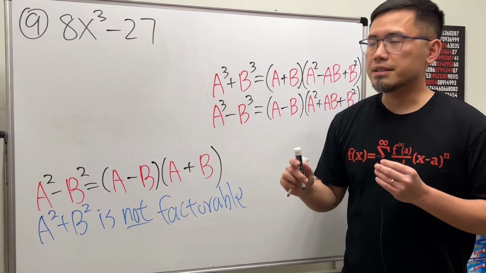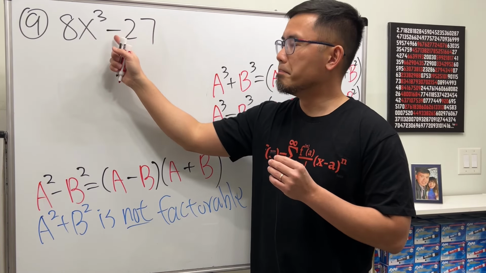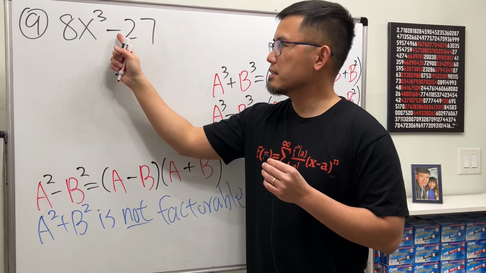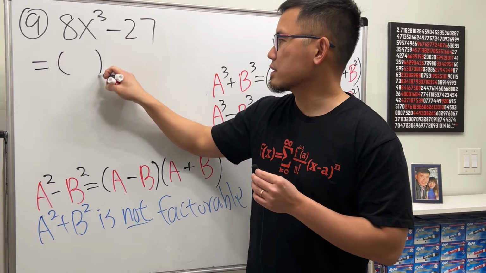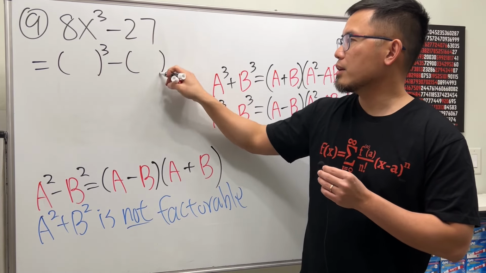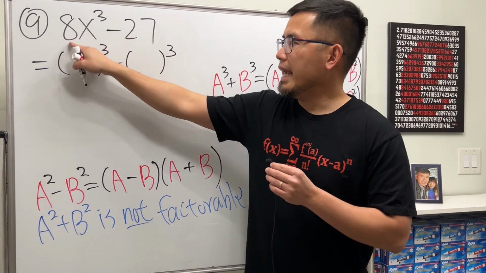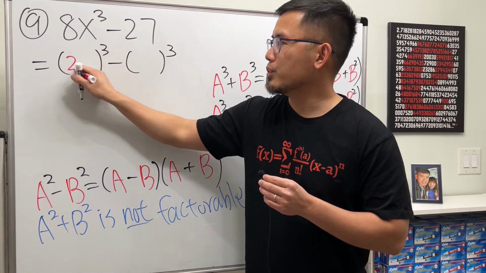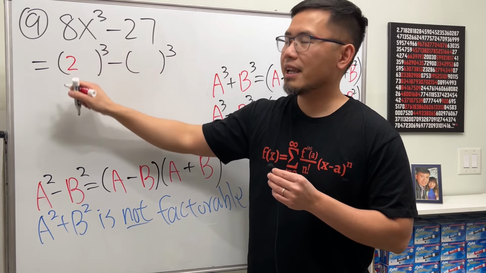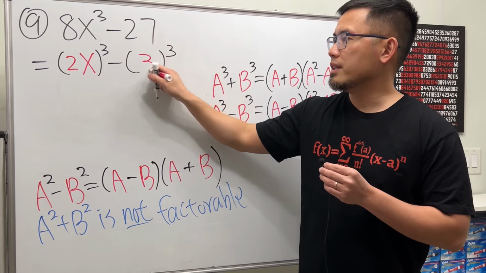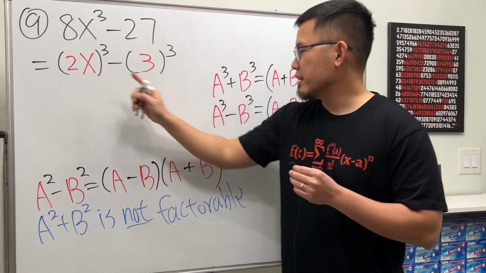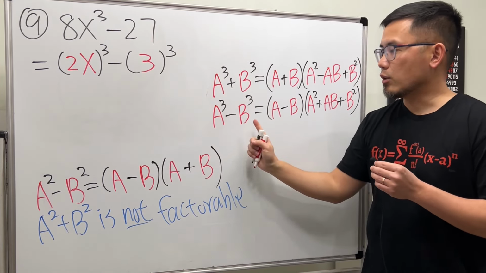Done. Next, 8x to the third power minus 27. This is a difference of 2 cubes. Be careful. We first write this as something to the third power minus something else to the third power. 8, for the inside, we put down 2, because 2 to the third power is 8. And then we also have to have the x. For the 27, we need a 3. So this right here is our a, this right here is our b.